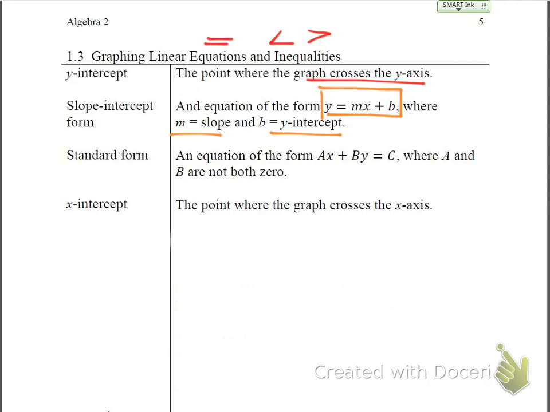And the reason why we like this form so well is because this one is really, really easy to graph. There's no extra work involved. Everything is just laid out there for you.